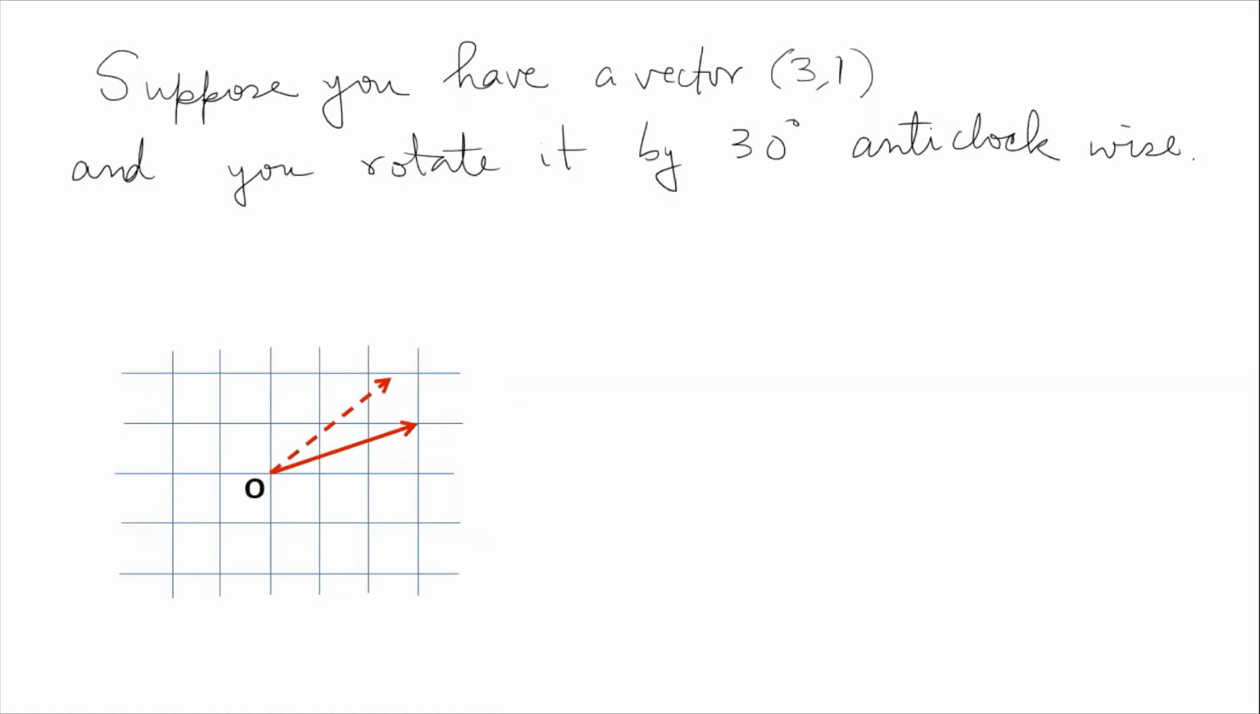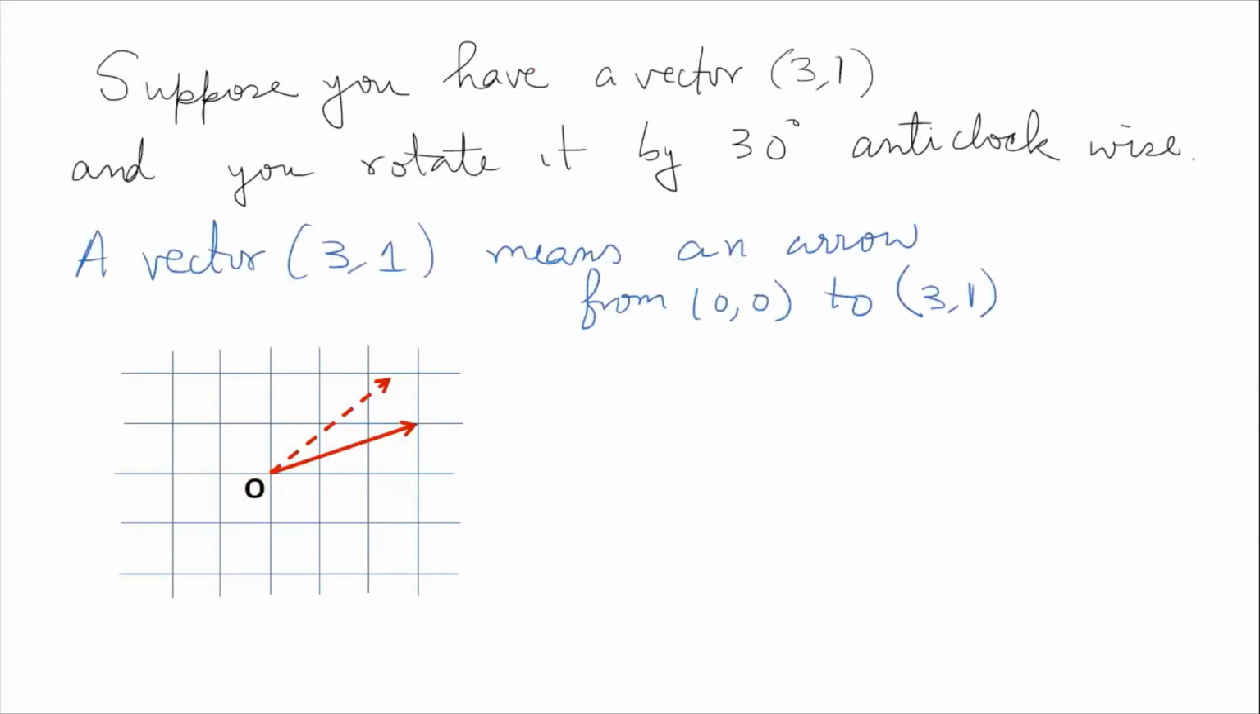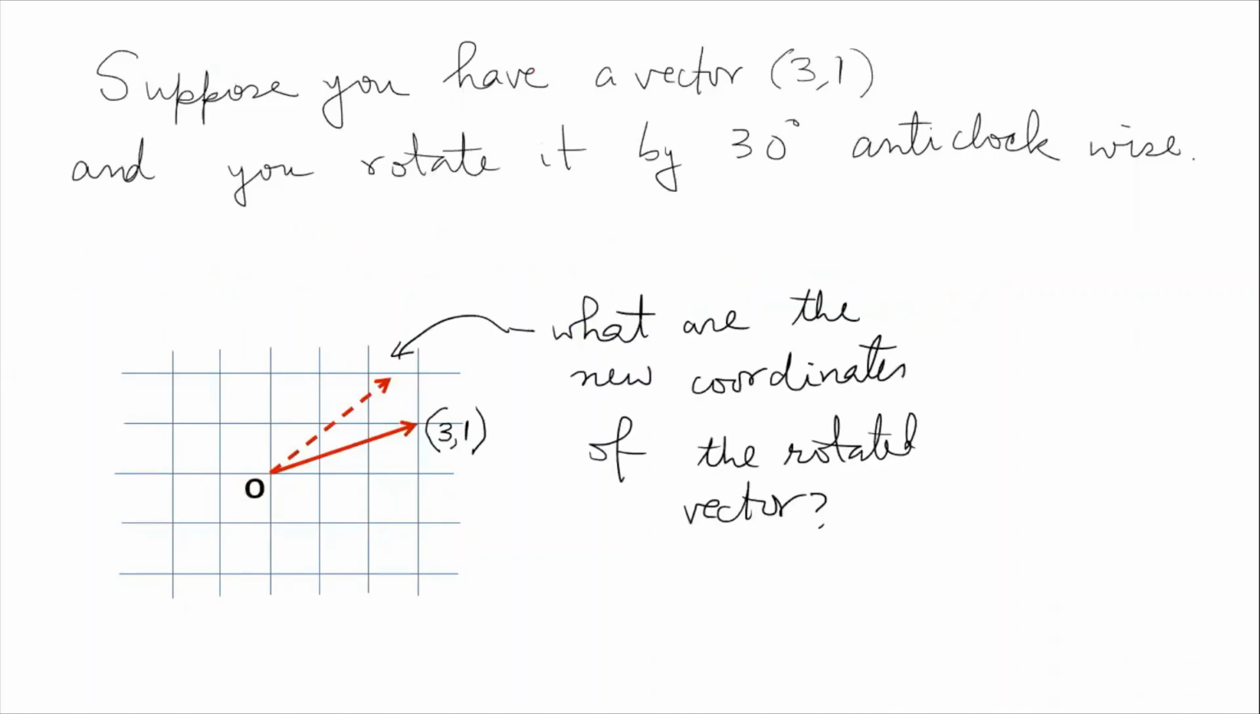So suppose now you have a vector 3, 1 and you rotate it by 30 degrees anti-clockwise. Remember that a vector 3, 1 means an arrow from the origin 0, 0 to the point 3, 1. What are the new coordinates of the rotated vector? The original coordinates were 3, 1. After rotating it by 30 degrees, the vector has a new tip of the arrow, so to speak. And we would like to know the new coordinates of the rotated vector.